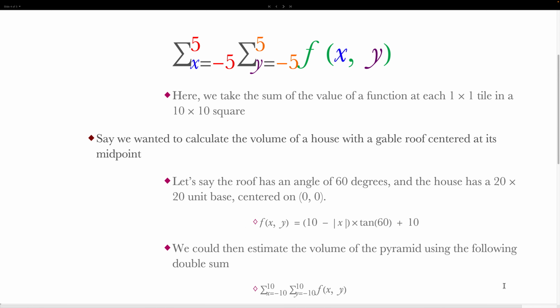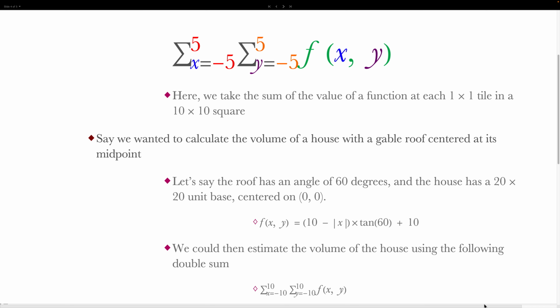To see why this would be helpful, say we wanted to calculate the volume of a house with a gabled roof centered at its midpoint. Let's say the roof has an angle of 60 degrees and the house has a 20 by 20 unit base centered on 0, 0. Using that information, we can derive the function f of x, y is equal to 10 minus the absolute value of x times the tangent of 60 degrees plus 10. We could then estimate the volume of the house using a double sum.